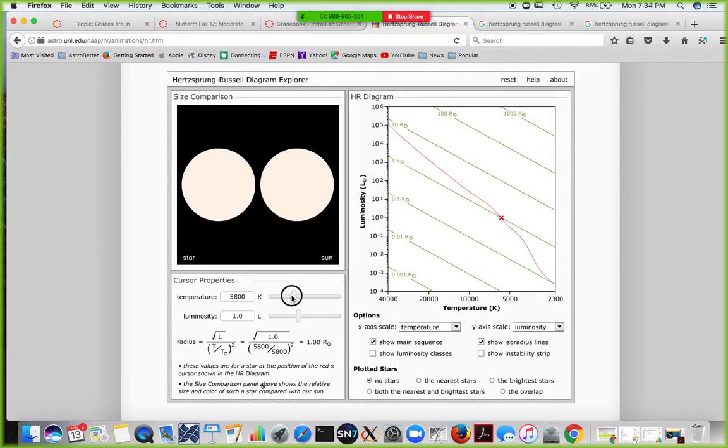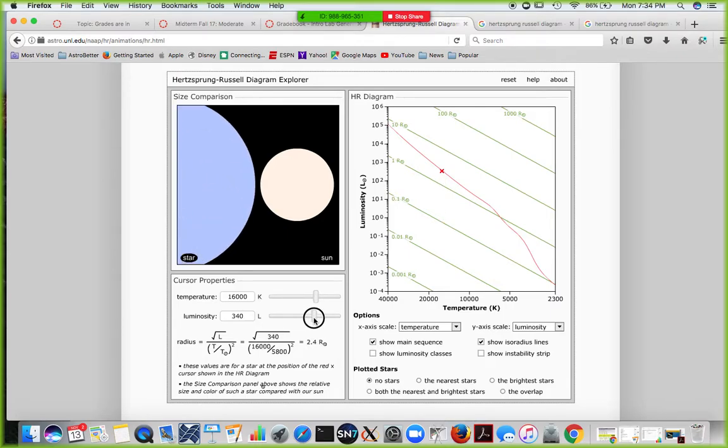So if the temperature increases but the luminosity remains the same, see what I did? I made the star hotter, but with the same luminosity. So this is only true if the star becomes bluer or hotter, right? The temperature is increasing, the size diminishes. Now, if you change the luminosity, then you go to a main sequence.